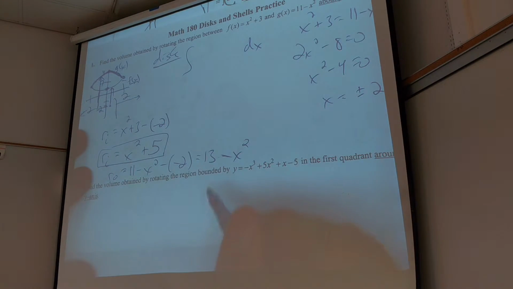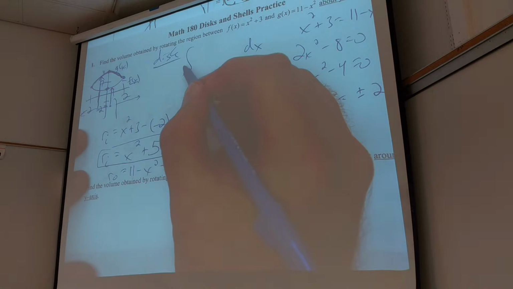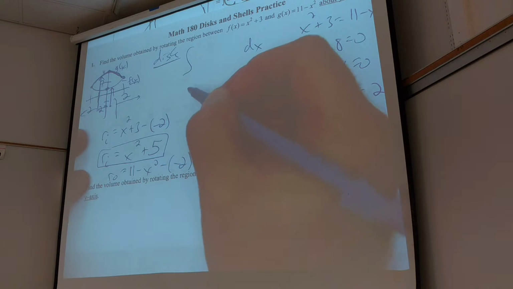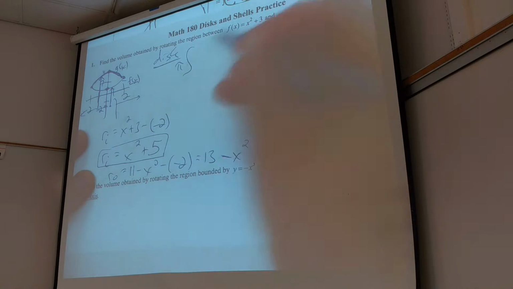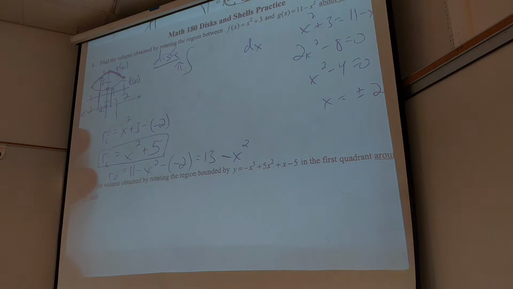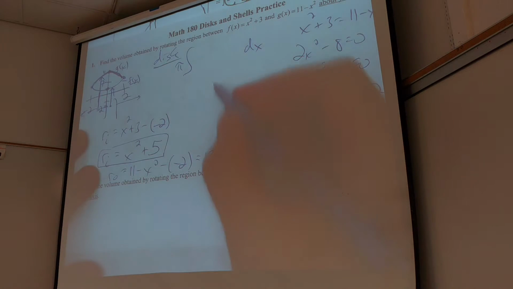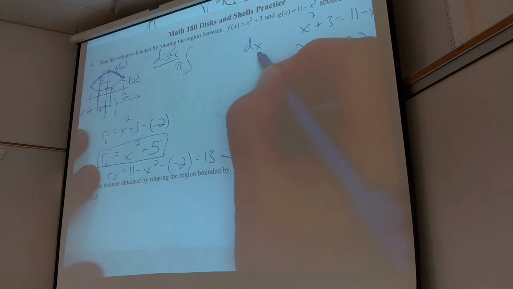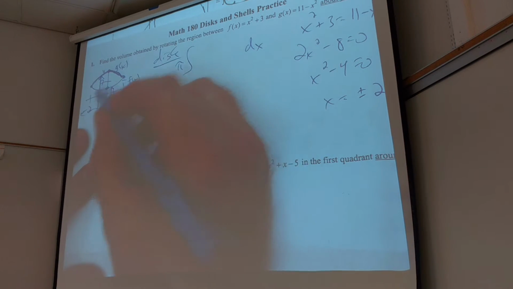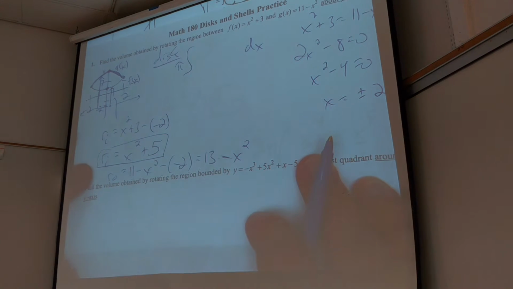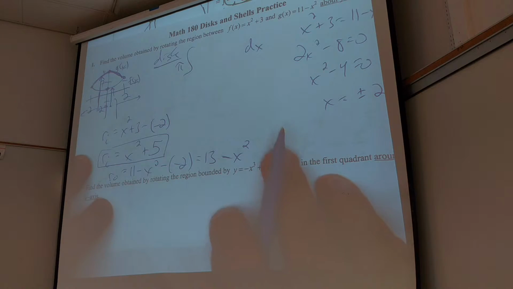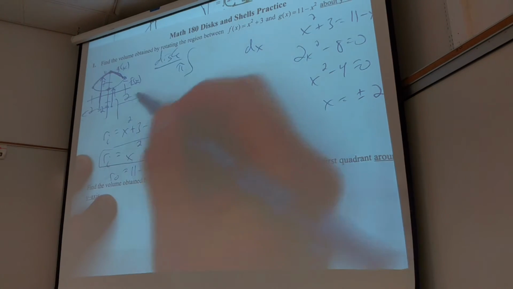All right. So now, what do I put on the outside for this method? Pi. Good. Because this is based on areas of circles. -2 to 2. I like it. So this is dx. Now, in this case, you have to be really careful.